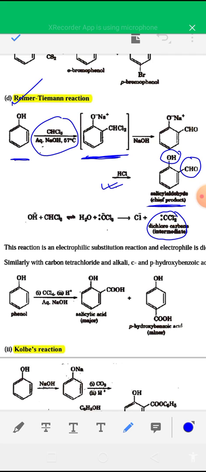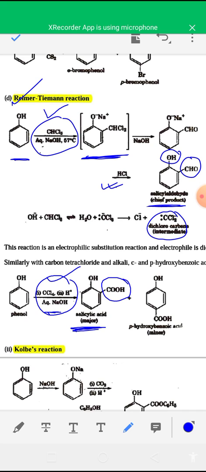One more reaction is given, it is also called Reimer-Tiemann. Instead of chloroform CHCl3, if you use carbon tetrachloride CCl4 in aqueous NaOH medium, then you will get salicylic acid as the major product, that is orthohydroxybenzoic acid, and as minor product para-hydroxybenzoic acid.